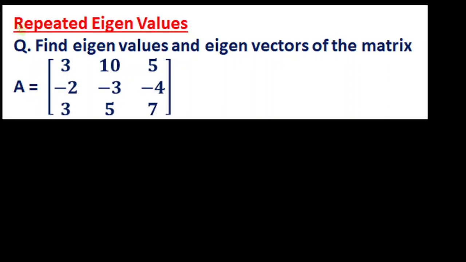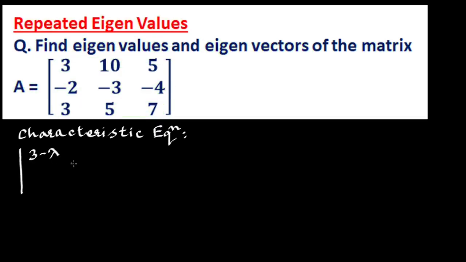This question is also on repeated eigenvalues. Here we have to find the eigenvalues and eigenvectors of the matrix A. As usual, we will start by writing the characteristic equation.